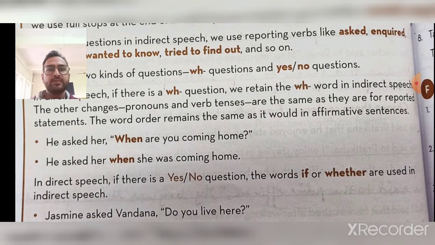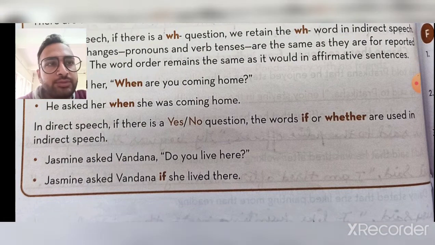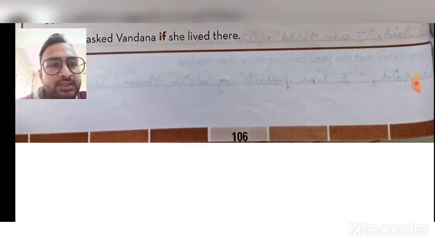So you can see the examples here. He asked her, when are you coming home? He asked her when she was coming home. You can see that things have changed here. In indirect speech, if there is a yes or no question, the word if or whether is used. Jasmine asked Vandana, do you live here? Jasmine asked Vandana if she lived there. You can see everything has changed to past tense in the indirect speech.